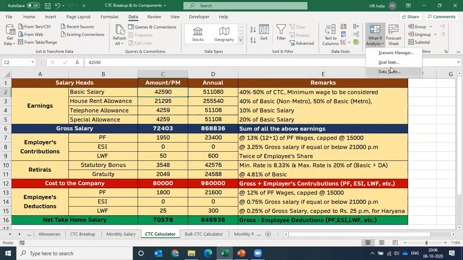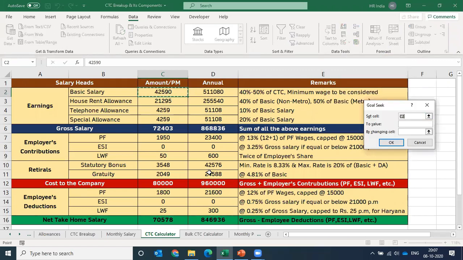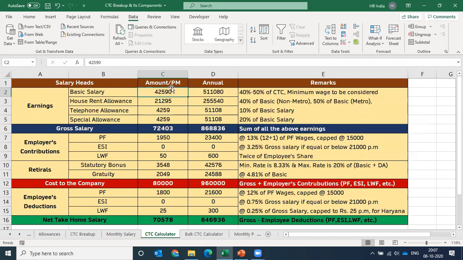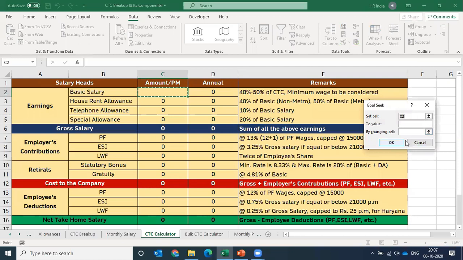Now let's try some odd figure, the kind of CTC amount that we usually do not offer to the employee, that are very rare in nature. And let's try if this process can calculate that as well. So first we need to assign the CTC cell where we want the outcome. Provide the value. So let's try the value of 1,98,765. 1 lakh. I think I've increased one value.